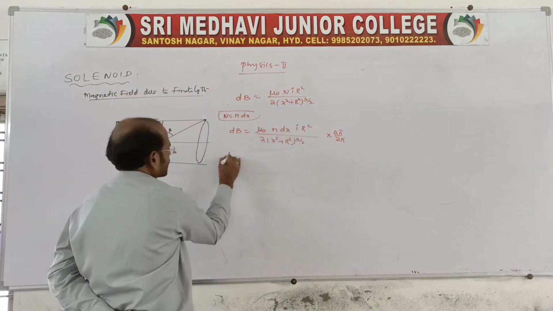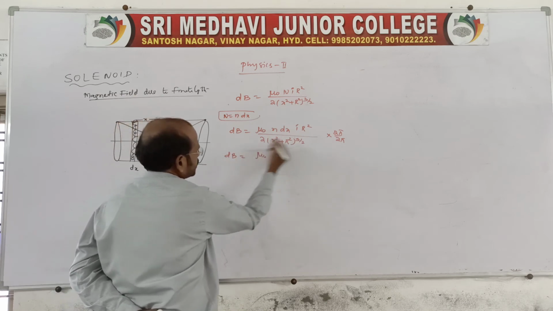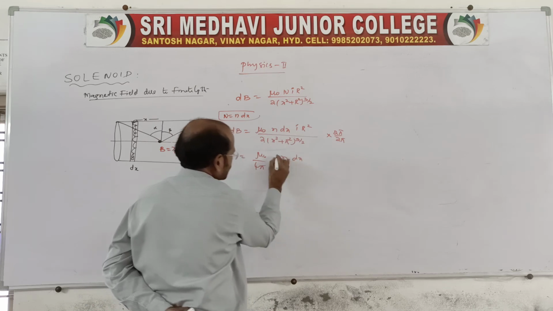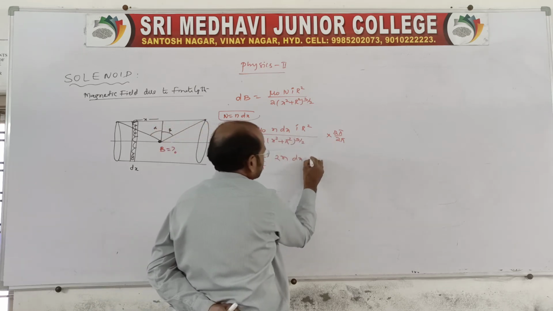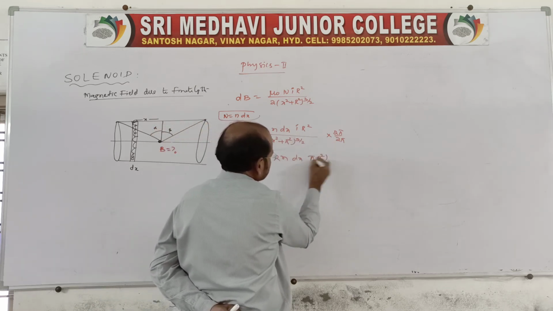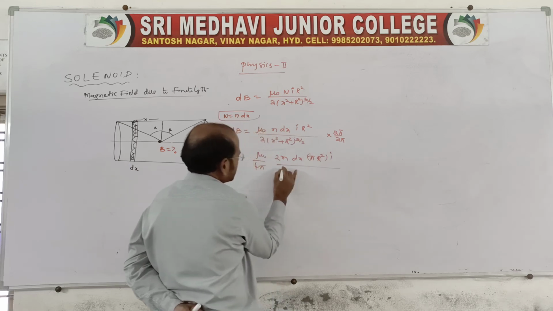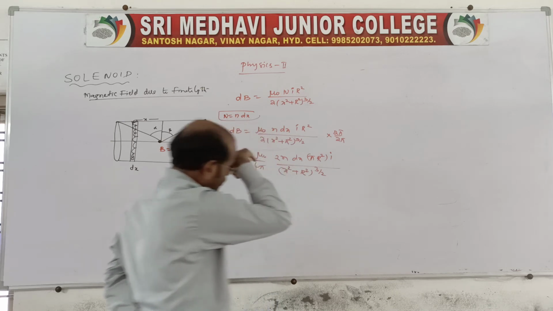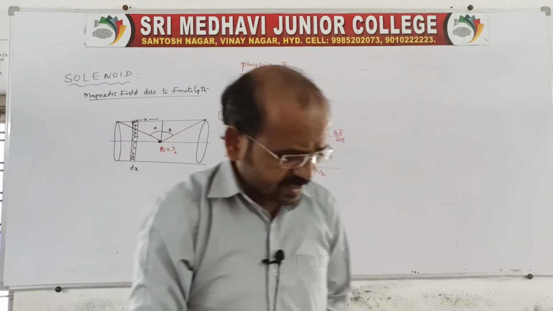Let us write dB is equal to mu naught by 4 pi into 2 n dx into pi R square into I by x square plus R square whole power 3 by 2. Here we need to take the derivation.